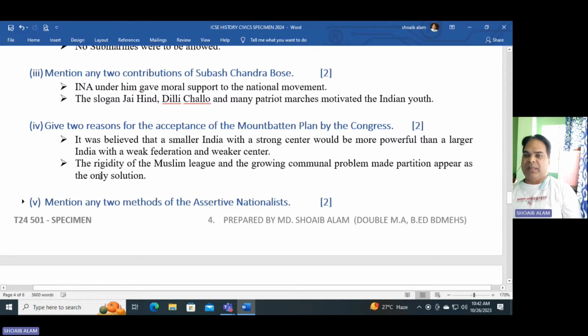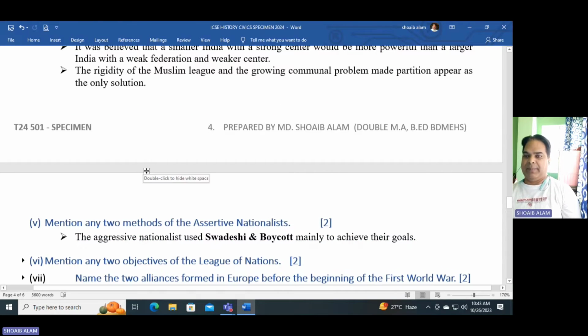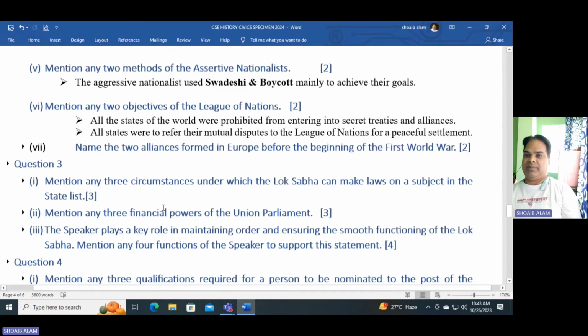Now, next one, mention any 2 methods of the assertive nationalists. The 2 methods are Swadeshi and boycott. The next one, mention any 2 objectives of the League of Nations. All the states of the world were prohibited from entering into secret treaties and alliances. All states were to refer their mutual disputes to the League of Nations for peaceful settlement. Many more are there, so any two you can mention.